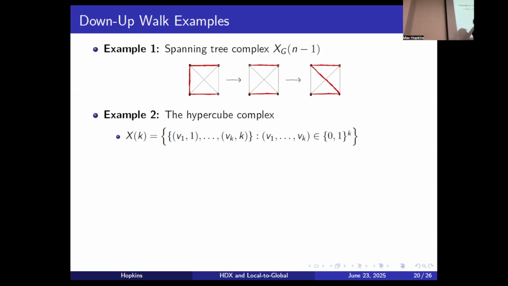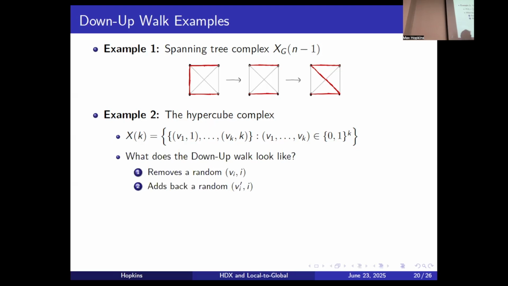The complex, formally, is: I have k coordinates. Each of them has a v_i, and they can take all possible Boolean values. What does the down-up walk look like here? Well, I'll pick a random coordinate, v_i, and then I'll remove it. When I walk back up, the only thing I can do is replace that coordinate, right? I still have all the other coordinates in my complex. So I'll pick a random v_i prime, 0 or 1, and put it back in.